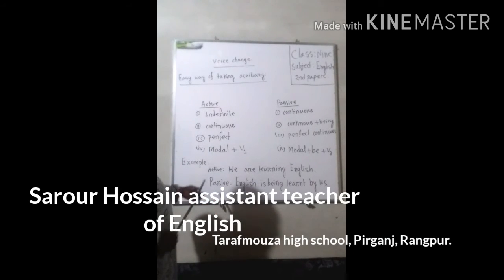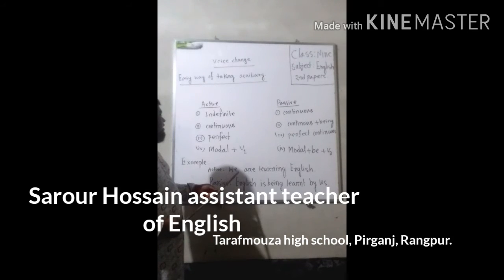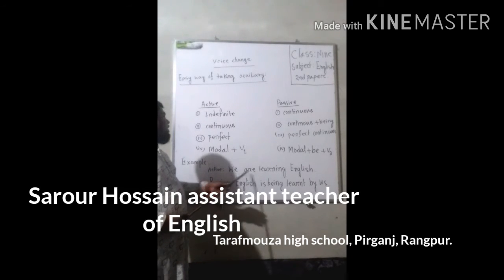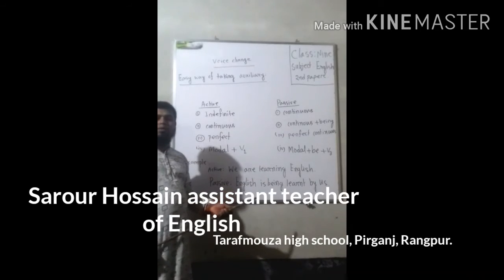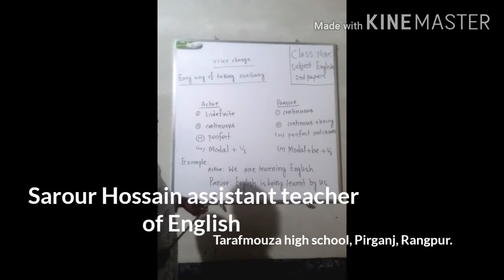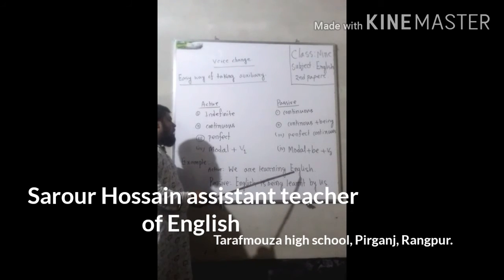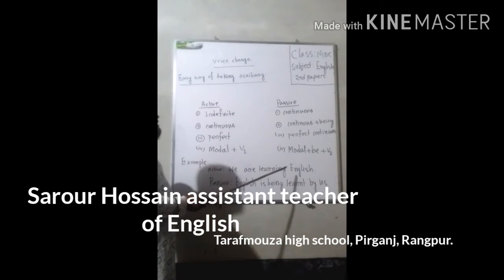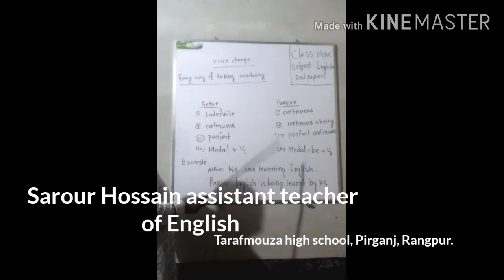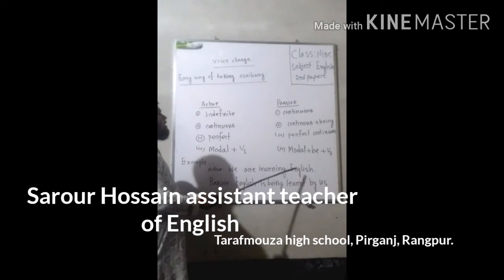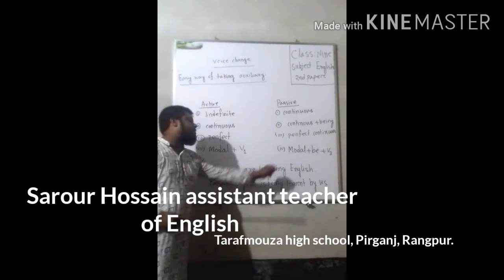Dear student, now let us see the example. Here in the active voice I have written, we are learning English. I hope you can see clearly. Now let us change the active voice into passive one. According to the structure of assertive sentence in the field of changing voice, English here is the object of the sentence.